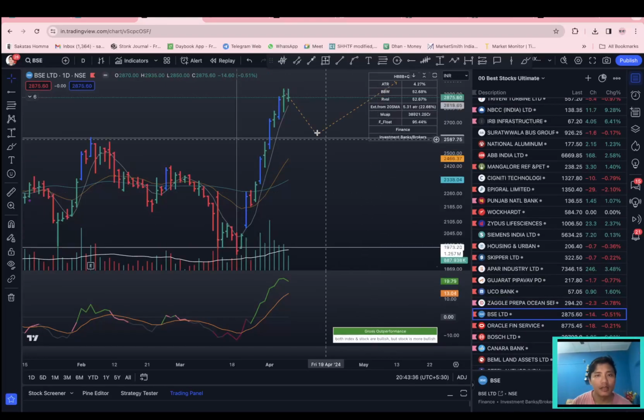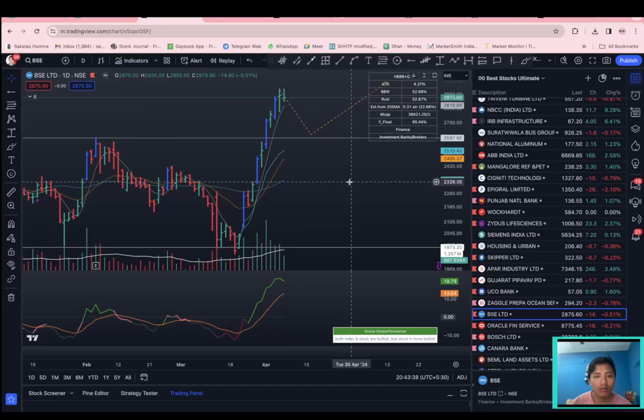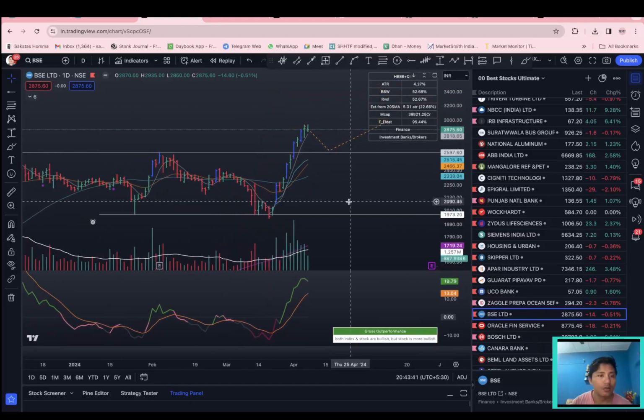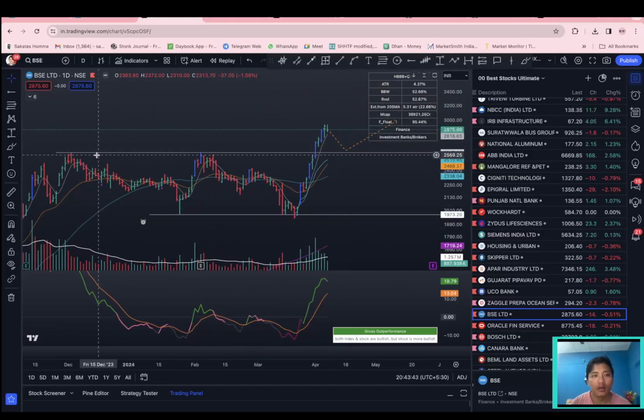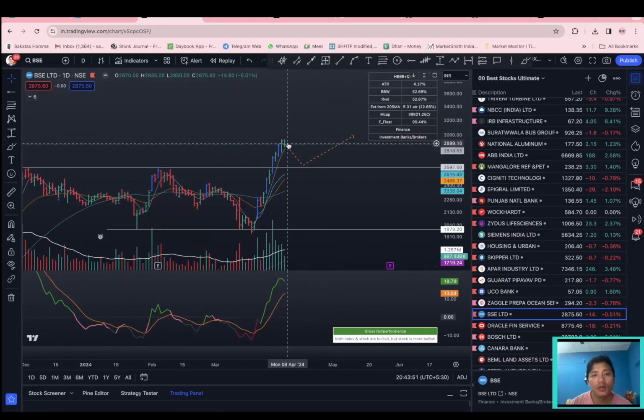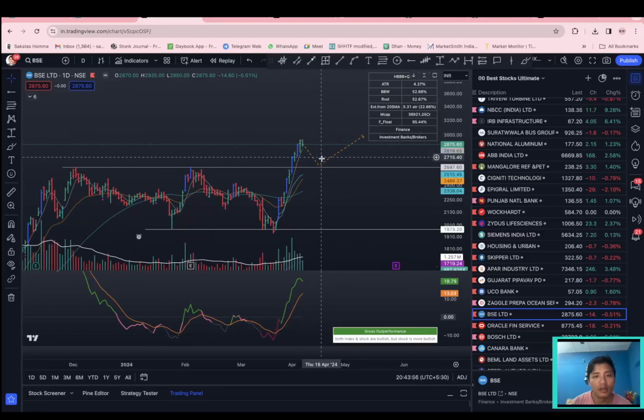Yeah, so BSE, I will be looking to... I couldn't add this. I just did not have the stomach to add on this big base breakout. Although I was looking forward to trade this, I just could not have the stomach to trade this. But I will be looking to add on the PBC entry here.